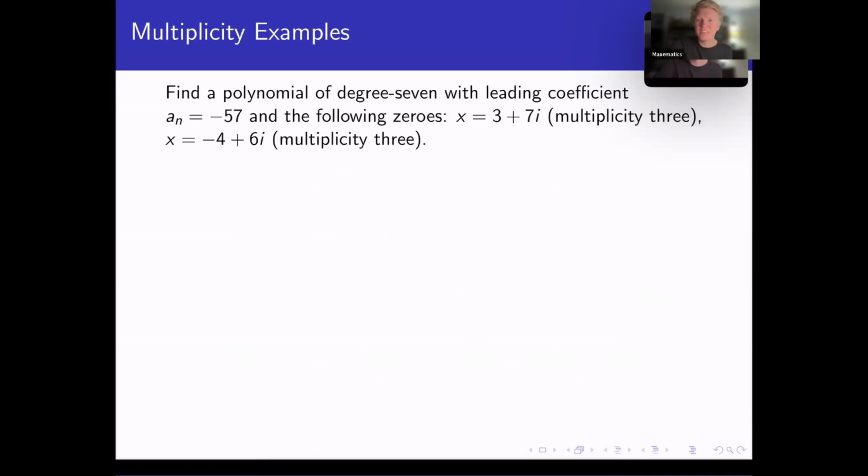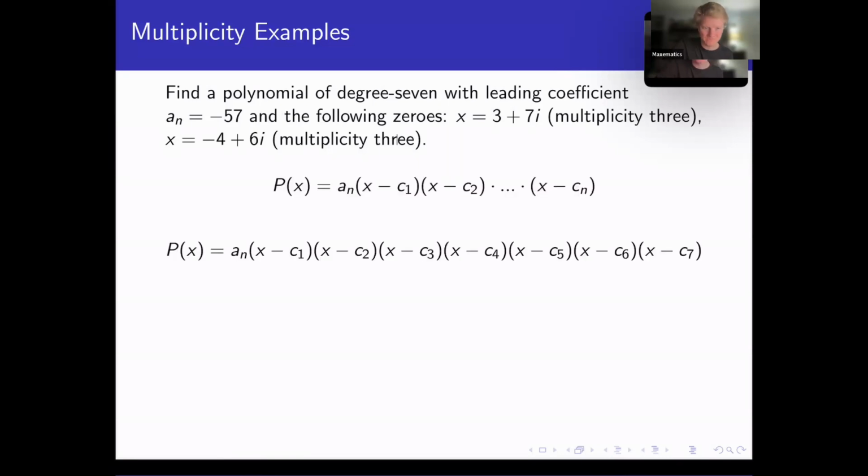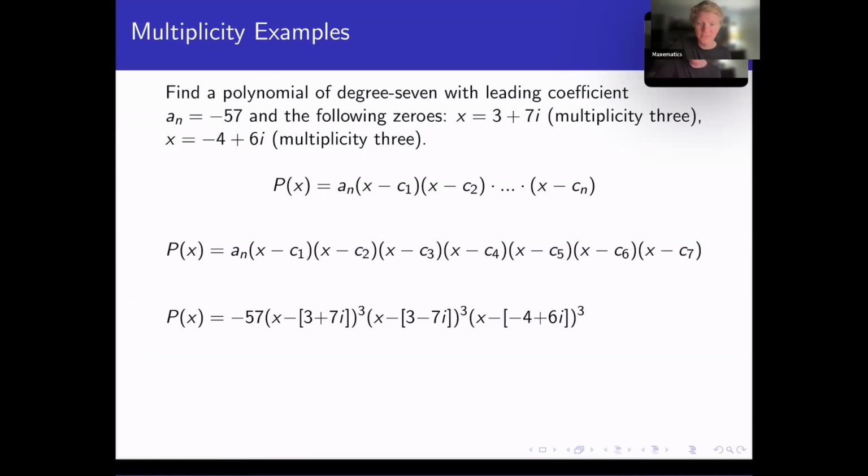All righty, we're nearing the end, but we continue. All right, leading coefficient negative 57 with zeros 3 plus 7i, multiplicity 3, negative 4 plus 6i, multiplicity 3. So we would have negative 57 leading coefficient. Our first zero is 3 plus 7i 3 times. Well, if 3 plus 7i is a zero, then 3 minus 7i is a zero 3 times. If negative 4 plus 6i is a zero 3 times, then negative 4 minus 6i is a zero 3 times.